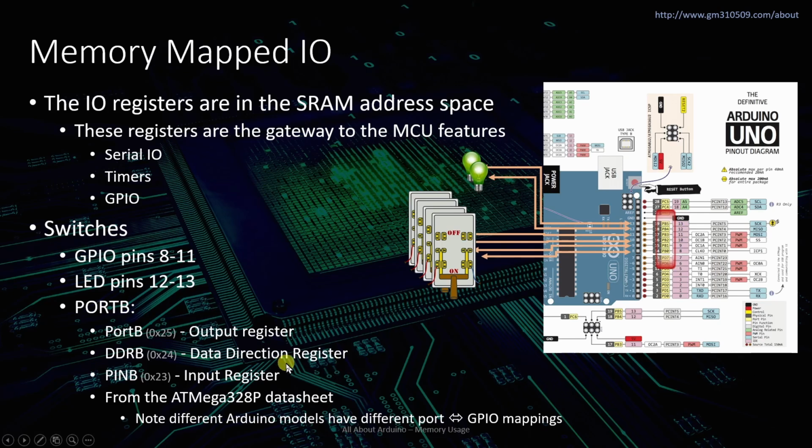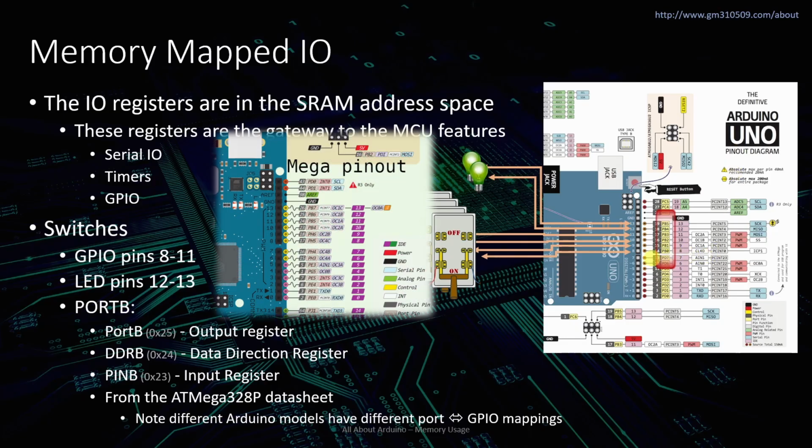Now, note that this mapping of GPIO pins 8 to 11 and 12 to 13 to port B is unique to the Arduino Uno. It's unique to this model. If I look at a different one, for example, a Mega, then the mappings are going to be different. GPIO pin 8 on the header would actually be port H, bit 5, so H5. The next one, 9, would be H6. 10 would be port B, bit 4, as opposed to bit 2. And the next one would be port B, bit 5, and so on. So they all vary depending upon the actual hardware.